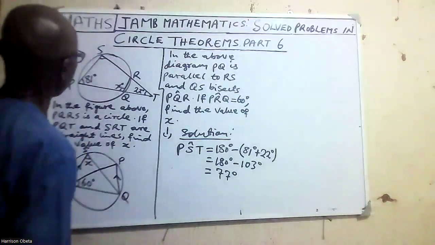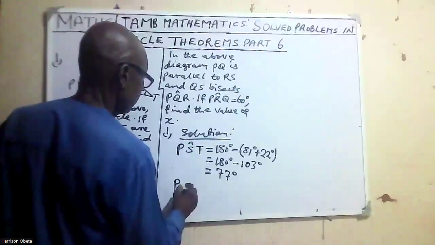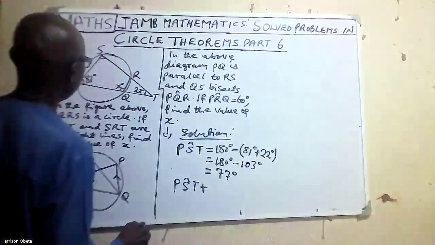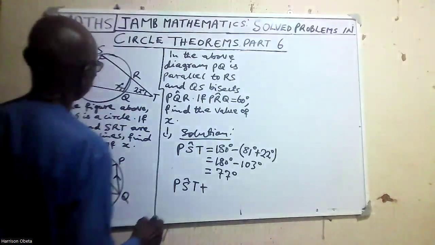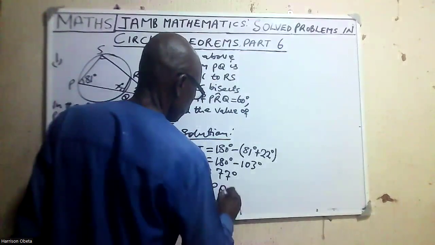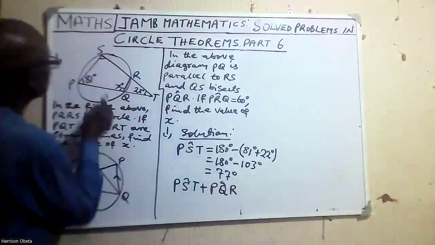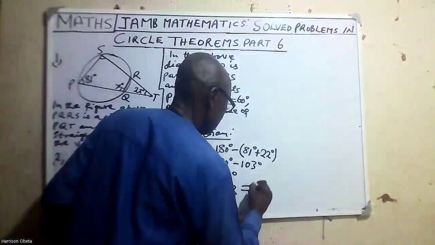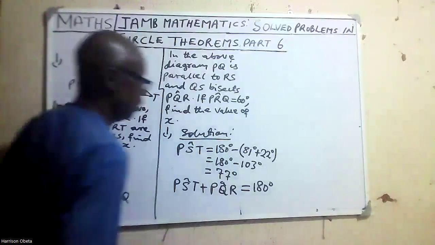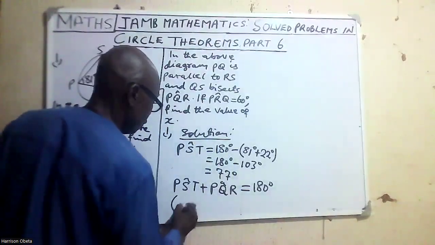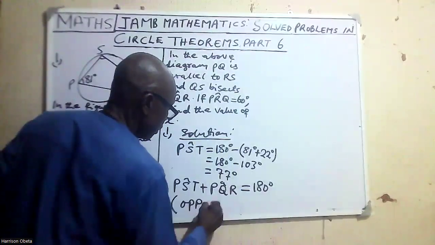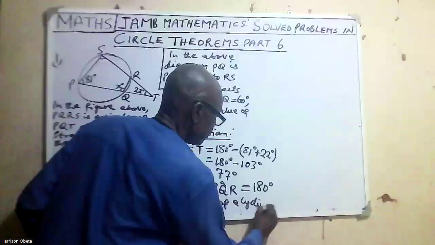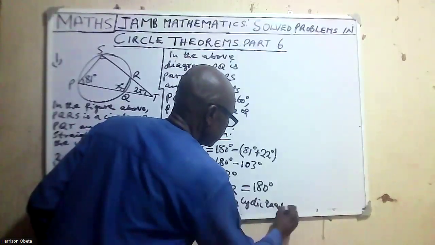Now, but we know that PST plus PQR, that is this angle here plus this X, will give us 180 degrees. The reason: opposite angles of a cyclic quadrilateral.